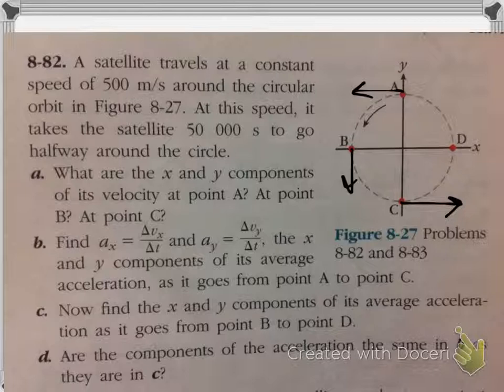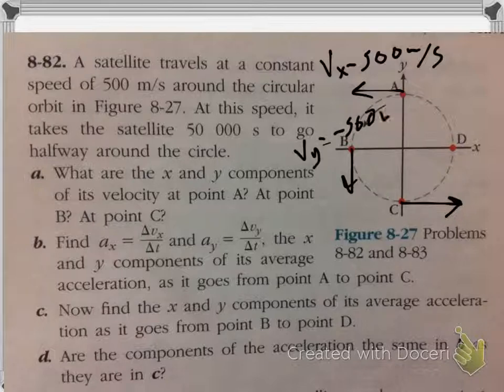Does that make sense to everyone? Okay. So we'll just say negative 500 meters per second, that's Vx. Then Vy is negative 500 meters per second, and then Vx is 500 meters per second. Then find Ax, Ay, the x and y components of its average acceleration as it goes from point A to point C.